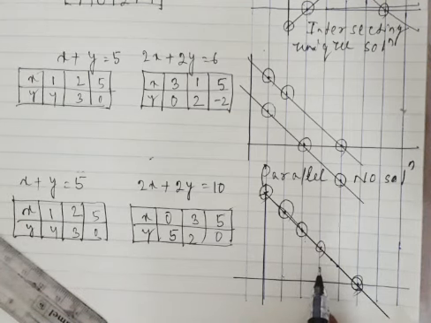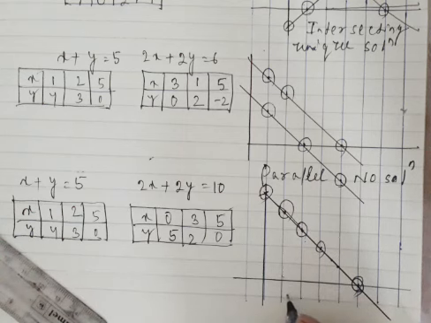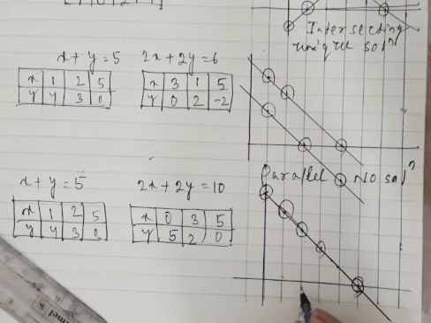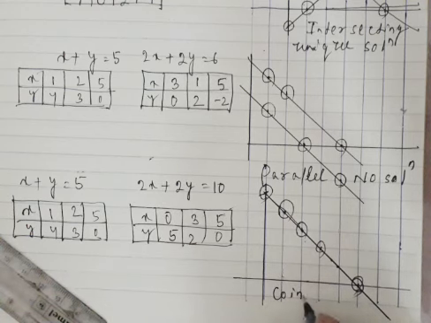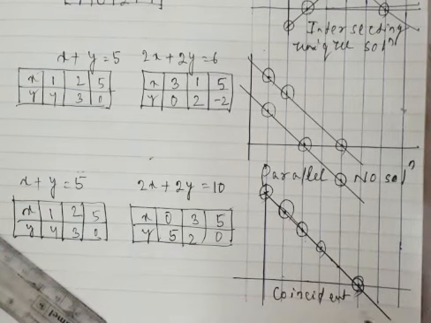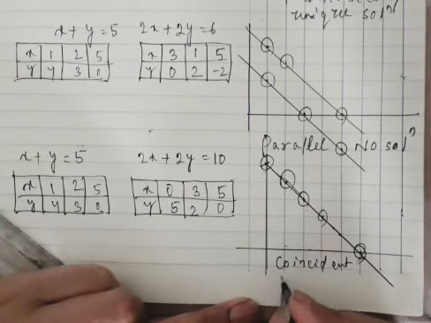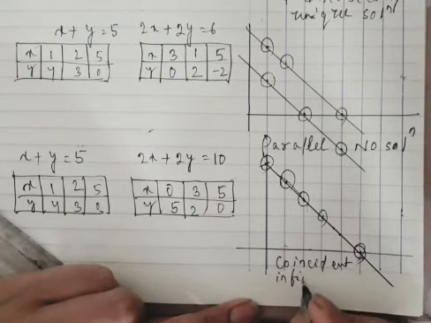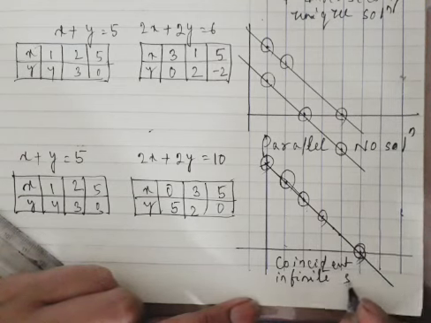So we can write here, the lines are coincident. I am writing here. In that case, infinite number of solutions. Infinite solutions.